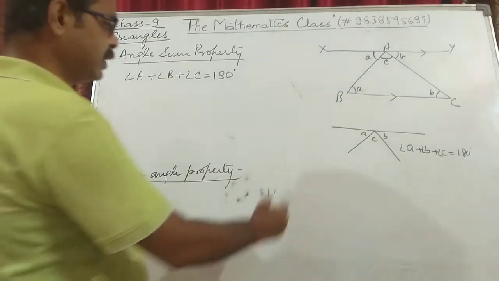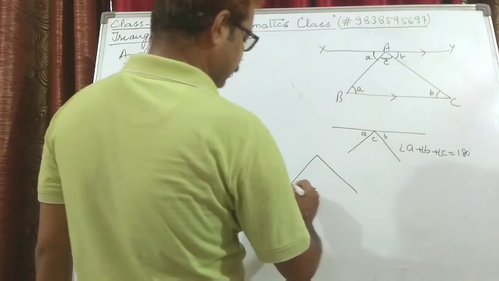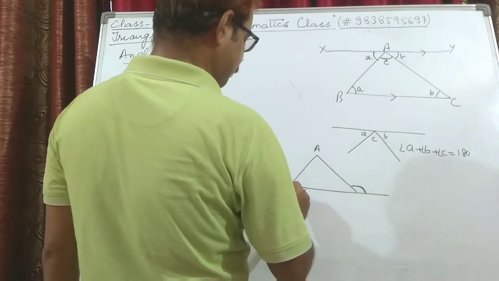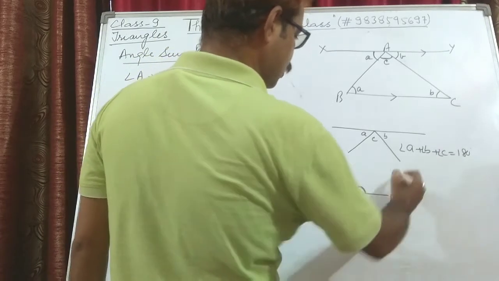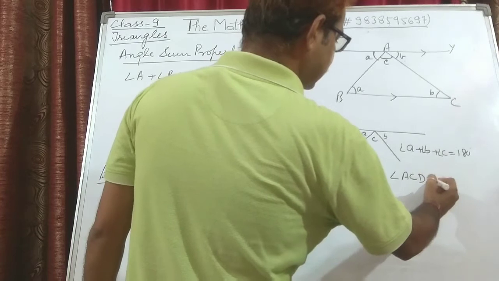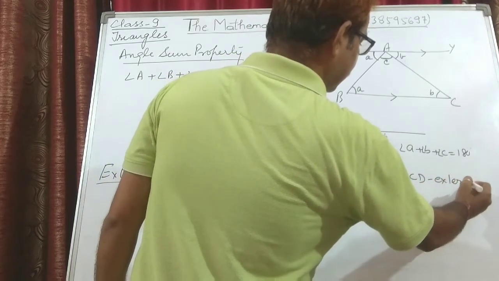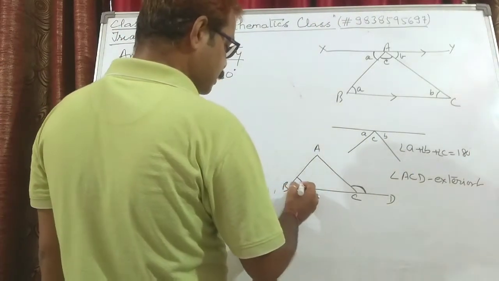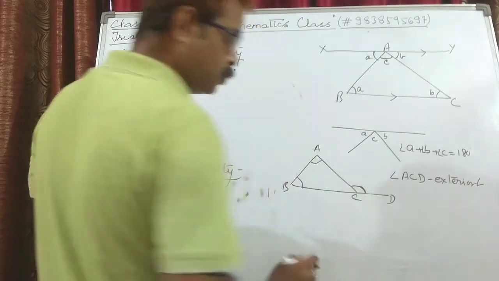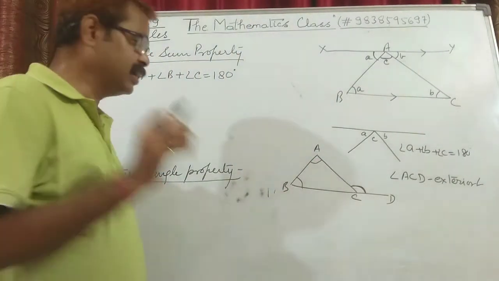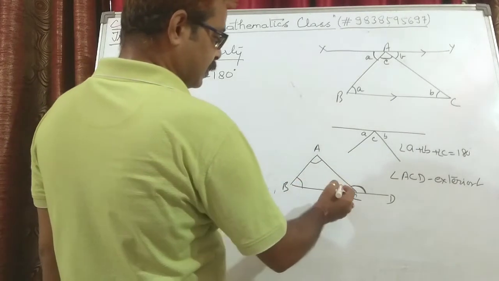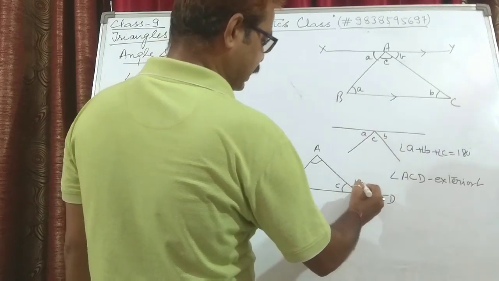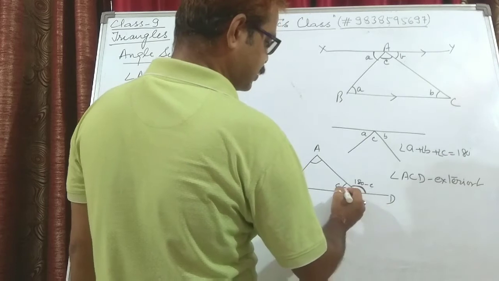Next is your exterior angle property. Suppose I draw a triangle, this, and it means that this is the exterior angle. Let's say A, B, C, D. So angle ACD is the exterior angle. Now this exterior angle we know is equal to the sum of the two opposite interior angles. If we name this angle C, then this will be 180 minus C because it is a straight line.